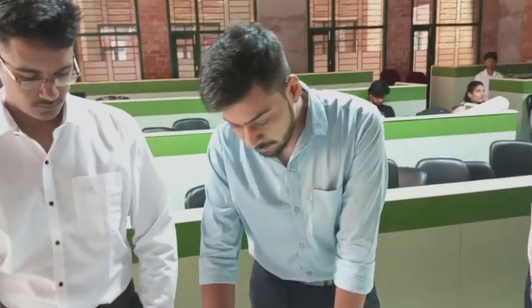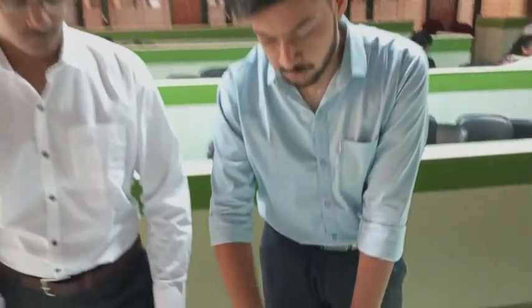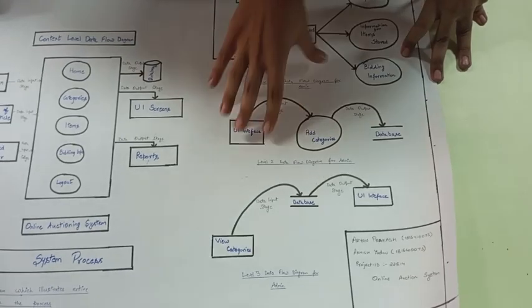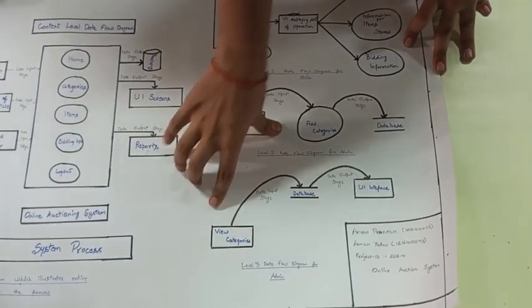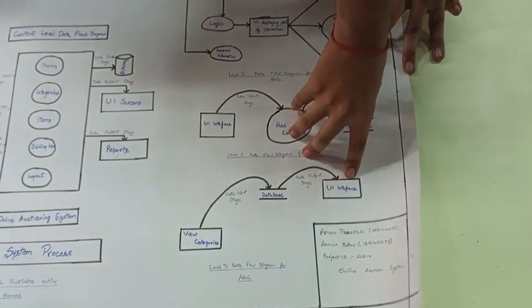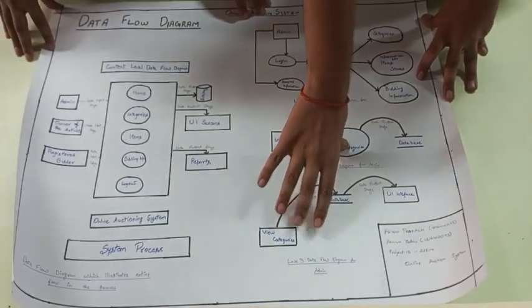For level two, the user interface will show more options for category, and it will lead to the database. This is the level 2 data flow diagram. For level 3, view categories will take to the database, and it will show the users to the UI interface. This is the level 3 data flow diagram for admin.